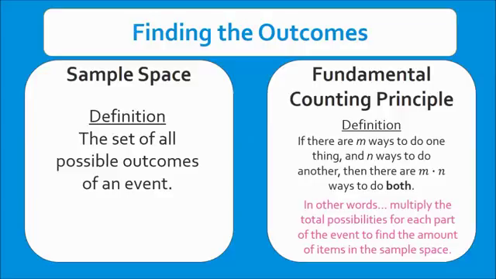So if we're talking about rolling a number cube twice, the first time we roll it, there are 6 outcomes. The second time we roll it, there are another 6 outcomes. The fundamental counting principle tells me I should multiply, so there would be 6 times 6, or 36 total outcomes.